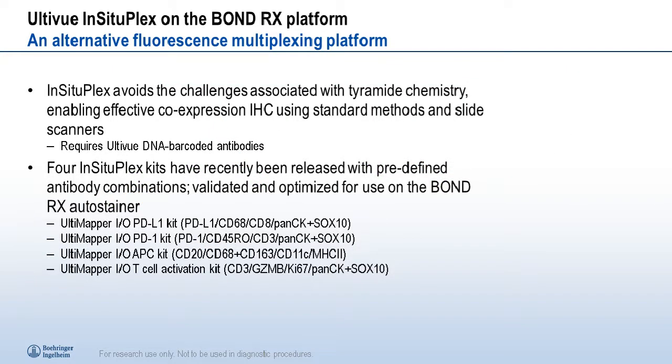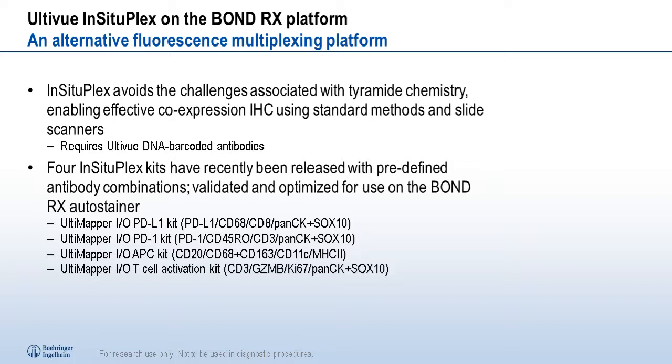And I think most importantly for me is that it has the potential, when we saw it, to avoid the challenges associated with tyramide chemistry. So it enables effective co-expression immunohistochemistry using standard methods in slide scanners, because now we're not using tyramide. The only downside is that if you want to look at your own specific targets, you do require an Ultivue DNA barcoded antibody. It's easily addressed by talking to the company.